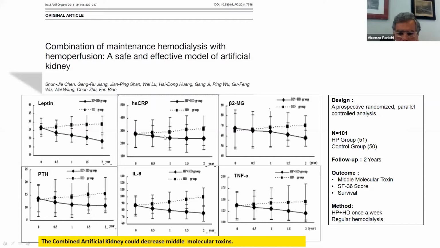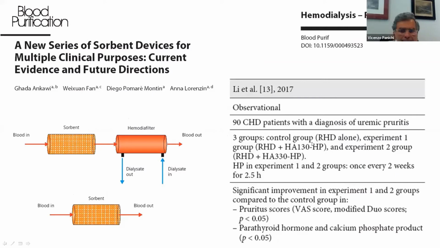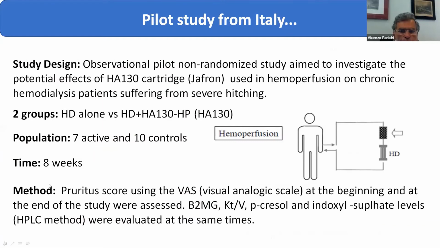And now we have performed this very small, very pilot, observational, non-randomized study, where we tried to investigate the effect of the cartridge using perfusion in patients suffering from severe itching. 7 patients and 10 controls, 8 weeks was the time. Pruritus score was used by the VAS, and we also measured beta-2 microglobulin, Kt/V, and protein-bound uremic toxin levels at the same times.